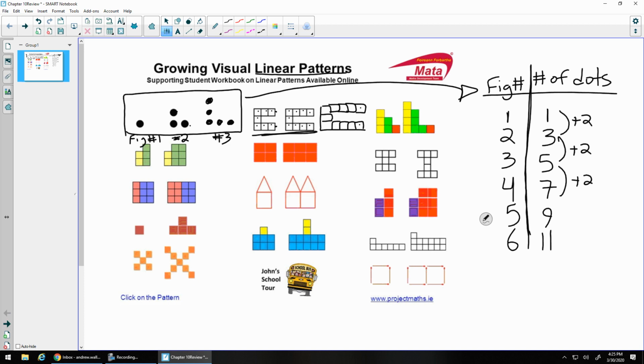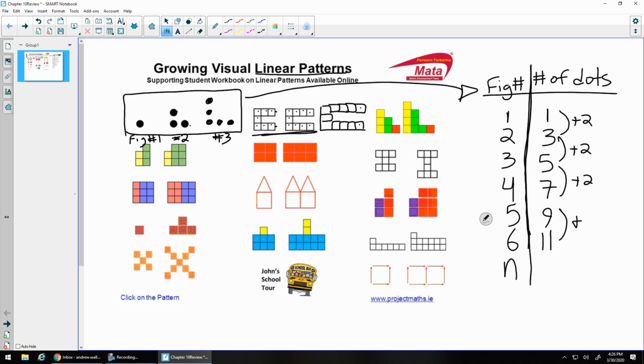Okay, and so now we have this pattern, and what we've been trying to figure out is can we find this relationship between these patterns? What if I had this unknown number, a variable n, figure number? What would I have to multiply and add to that figure number to make it equal to the number of dots in that pattern?